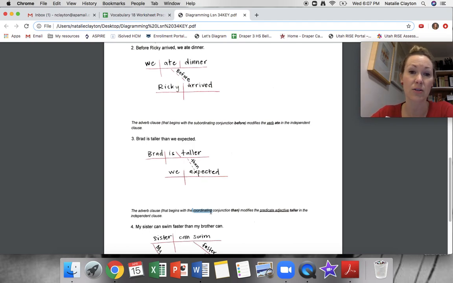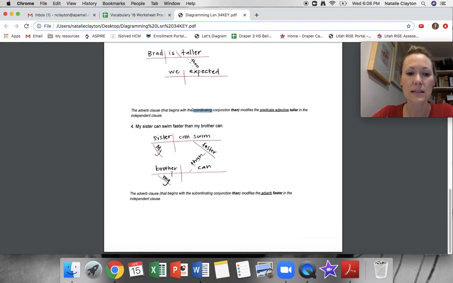Maybe not because I scanned it already. Subordinating conjunction than modifies the predicate adjective. So here we have the predicate adjective. So how much taller or to what extent taller is Brad? Well, taller than we expected. So it's answering that question, to what extent. So it's modifying taller. Last example for today.